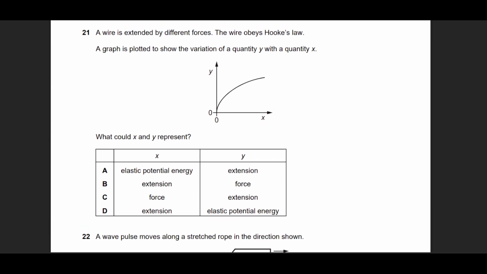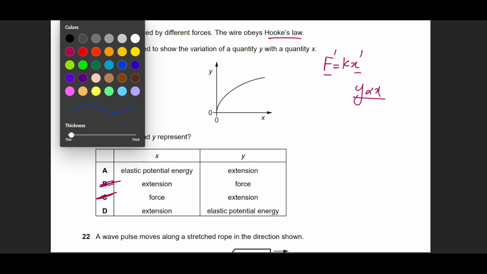Question number 21 requires a bit of mathematical manipulation. You see, since this is a curved graph and it's about Hooke's law, if I write this equation F equals kx, I can see that F and x are linearly related. There is a power of 1 for both of them. So this is actually a proportionality like this. It should have been a straight line if I look at options B and C, but it's not. Force and extension should make a straight line. So B and C will be cancelled. We will not even look at them.